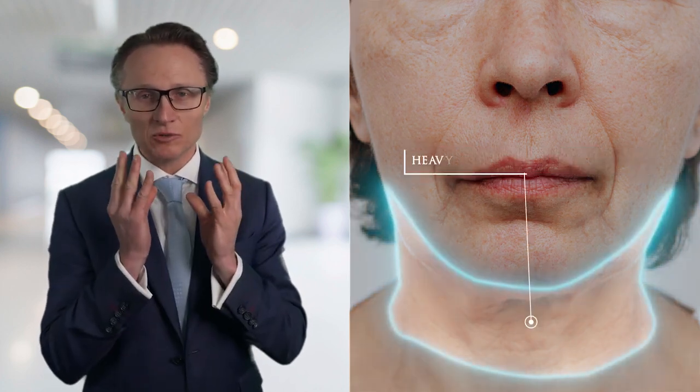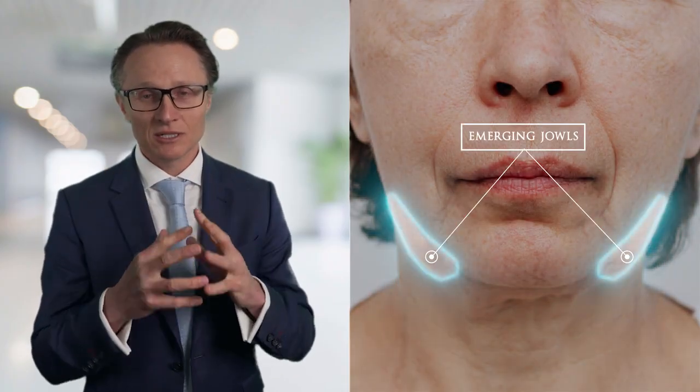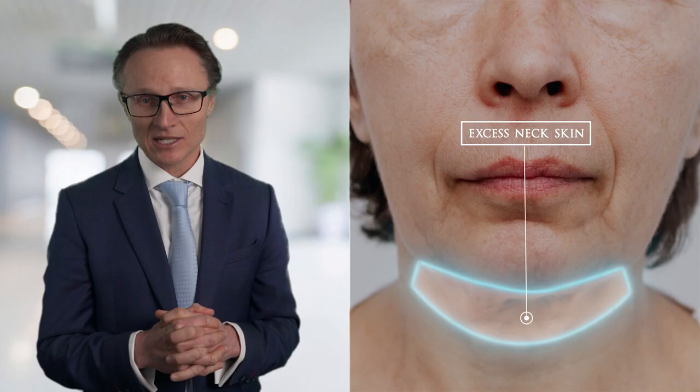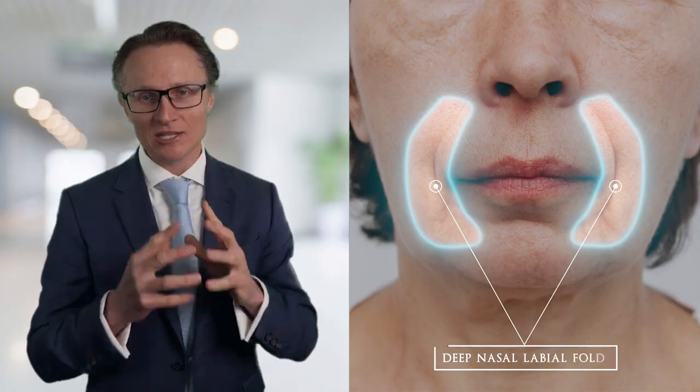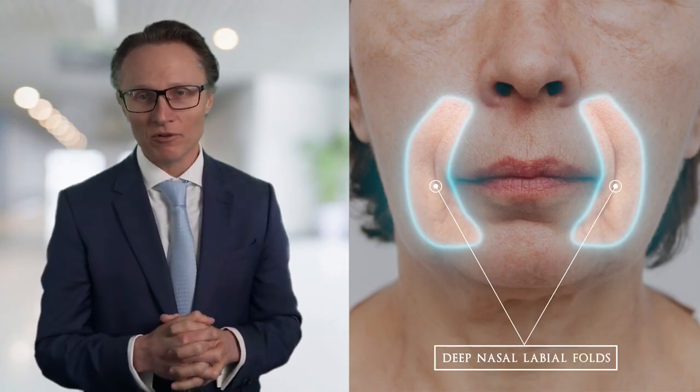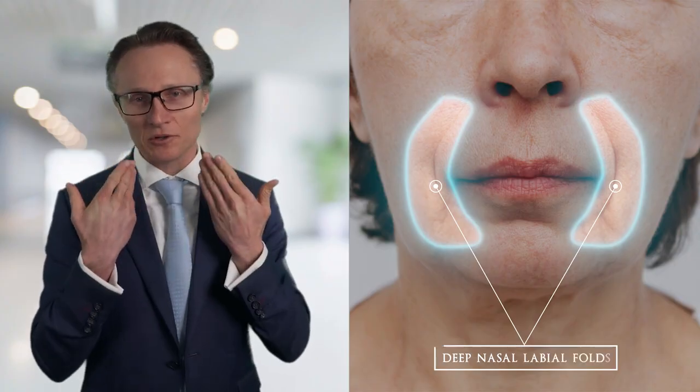And as that soft tissue has descended, you end up with a blunting of the jawline, the emergence of the jowls at the front of that jawline, and a redundancy or an excess of neck skin with the emergence of the muscular bands within the neck. You also notice there's a deepening of the nasolabial folds or the smile folds that exist between the sides of your nose and the sides of your mouth.